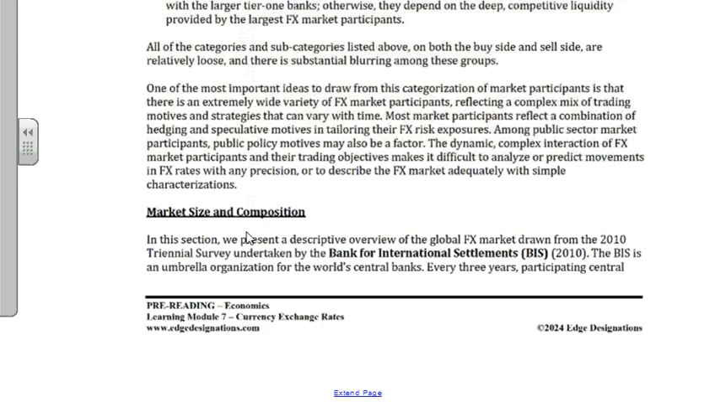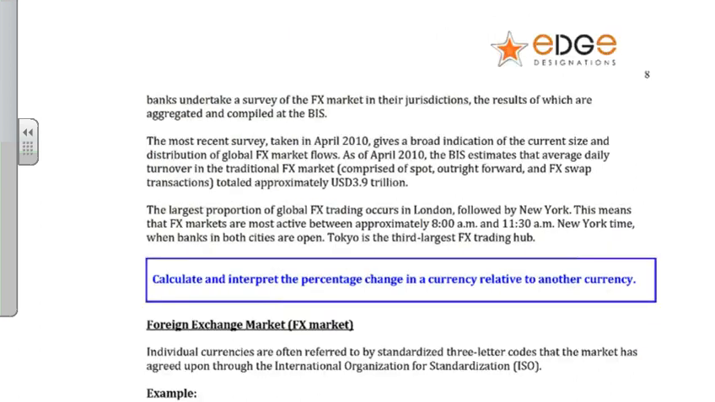Okay, the size of the market is massive. Just looking, perhaps a little bit old, at the 2010 Bank for International Settlements data. Again, as I said, it's perhaps a bit old, April 2010. The average daily turnover in the traditional forex market was 3.9 trillion US dollars. So you can see it's just absolutely massive, the amount of monies that transfer.